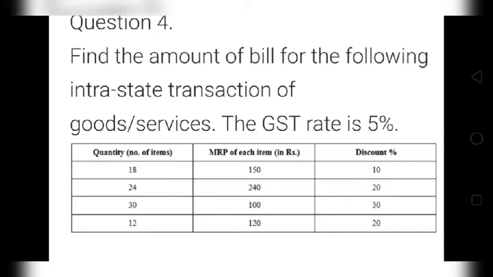So here the number of items is given, each item price is given, then the discount percentage is given. With the help of this we have to make the bill amount, the total billing amount including GST and excluding discount. So let's get started.